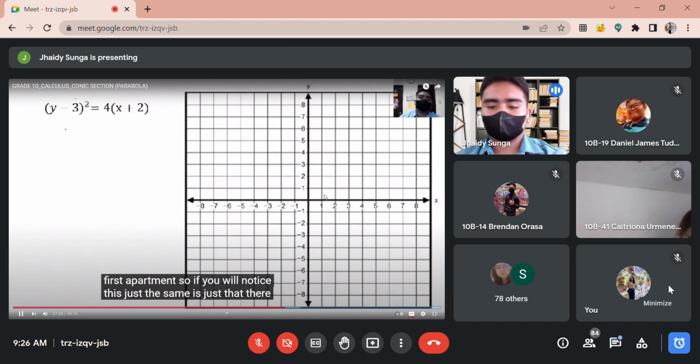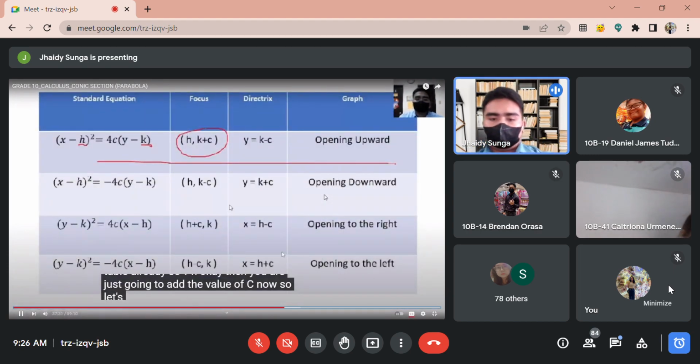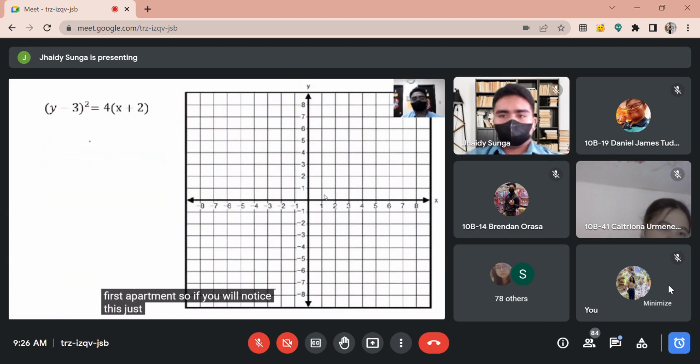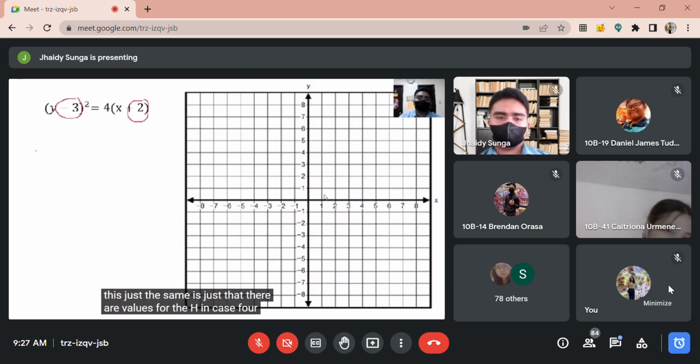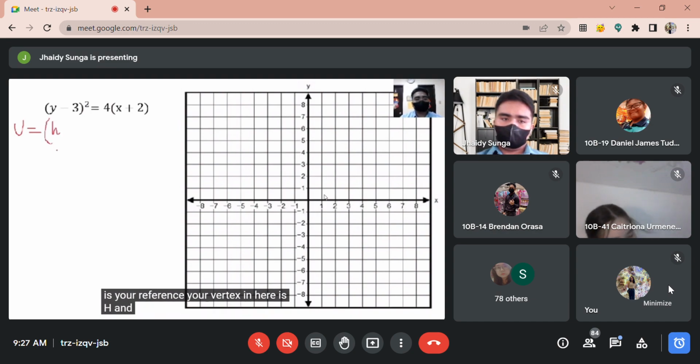So let's try to have the example for the first part. If you will notice, this is just the same, it's just that there are values for the h in this case. So let's try to find the vertex first. What is your vertex? Your vertex in here is h and k.